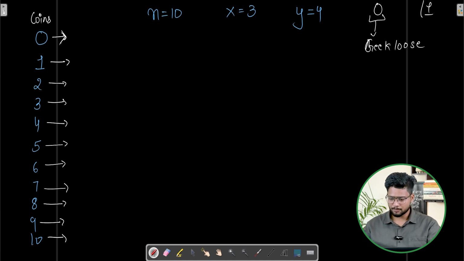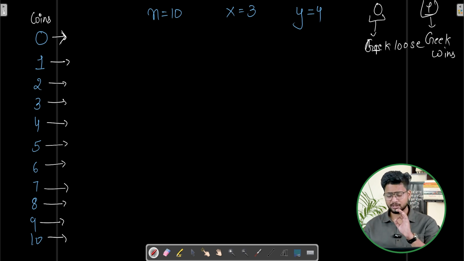And if we put 1, it means Geek wins. You have to understand one thing: Geek will always start the game. It is present in the question. So if there are 0 coins, Geek will not win. If there is 1 coin, Geek will win, because he will take the first coin and this is also the last coin. So for this case, it is 1.